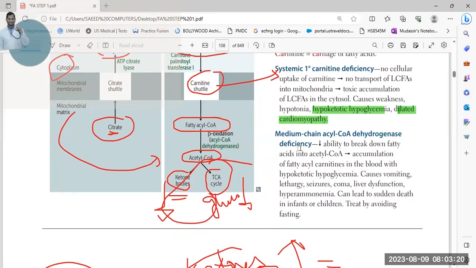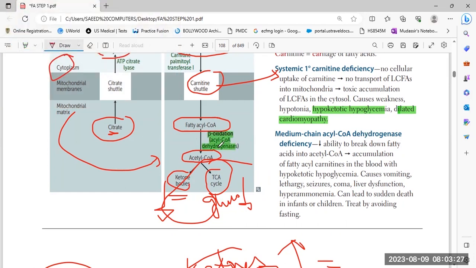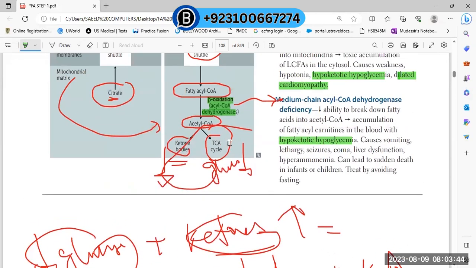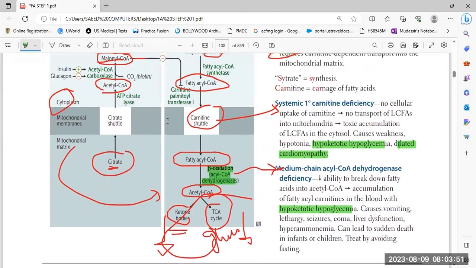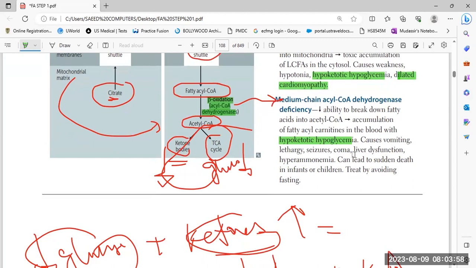Done. Then if you have deficiency of acyl-CoA dehydrogenase, there is decreased ability to break down fatty acids into acyl-CoA, with accumulation of fatty acyl carnitine in blood, and again you will have the same finding: hypoketotic hypoglycemia. You can have vomiting, lethargy, seizure, coma, and liver dysfunction, because fatty acid oxidation occurs in the liver. Due to liver dysfunction, you can have hyperammonemia. And this is an important point: it can lead to sudden death in infants and children. You will remember it.